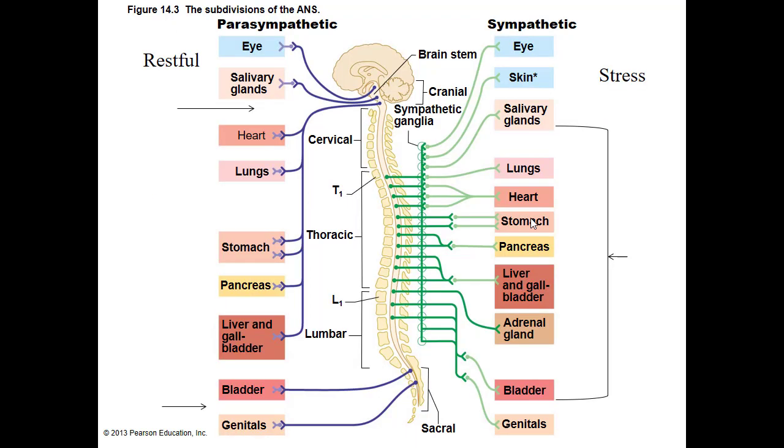Now, this is showing how your organs have dual innervation. Here, your stomach has the blue. All blue things are parasympathetic. All the green things are sympathetic. No, you're not going to have a diagram like this on your exam. It's just to show you dual innervation.